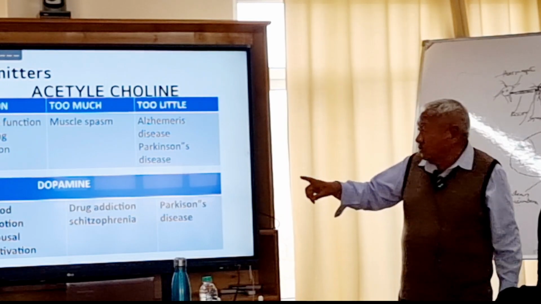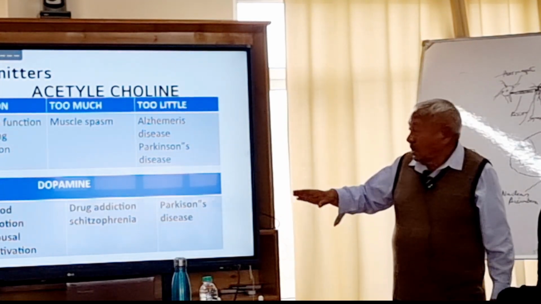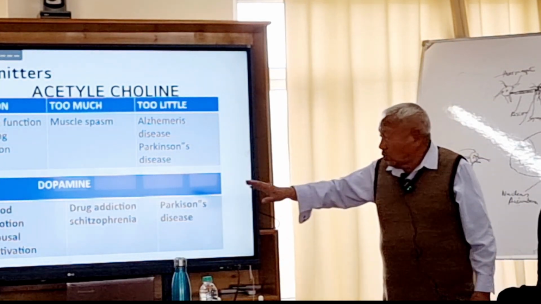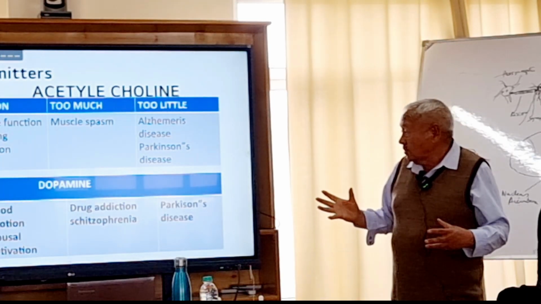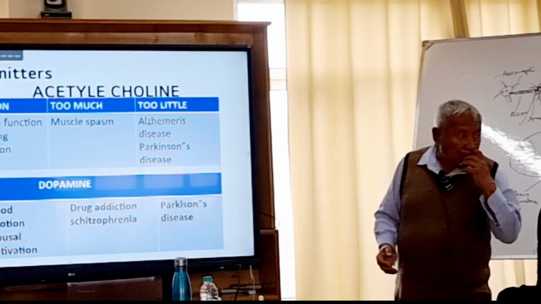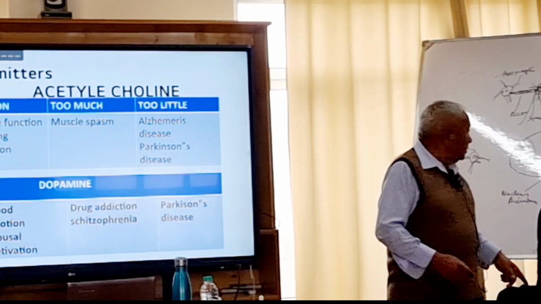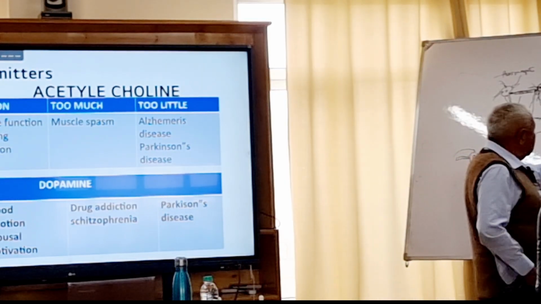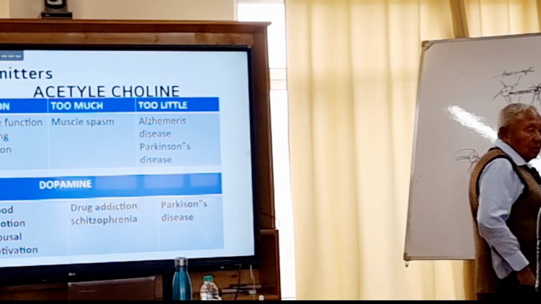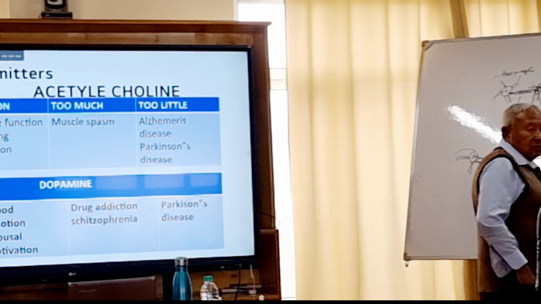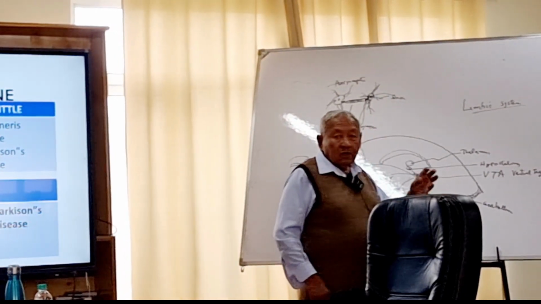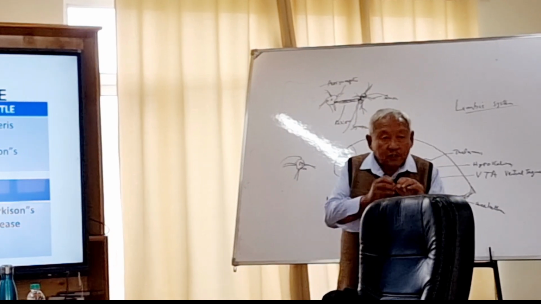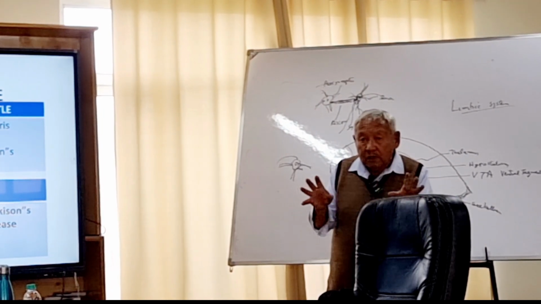Dopamine is an inhibitory neurotransmitter. It is responsible for mood, for emotion, for arousal, for motivation. As we said, motivation starts in the ventral tegmental area. When it is motivated, it releases dopamine.